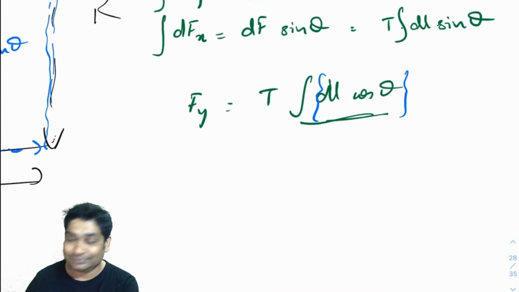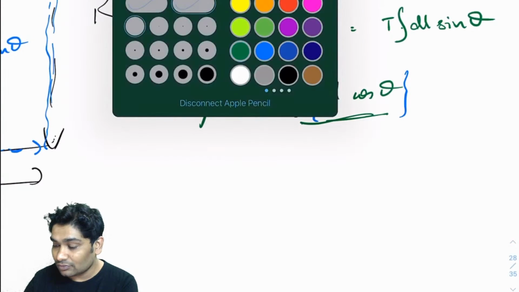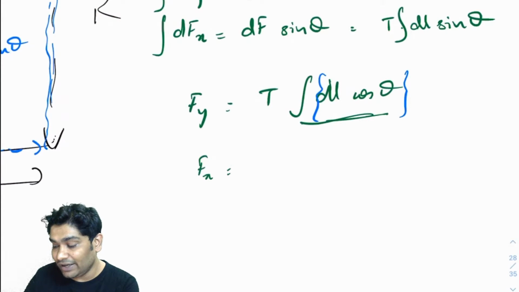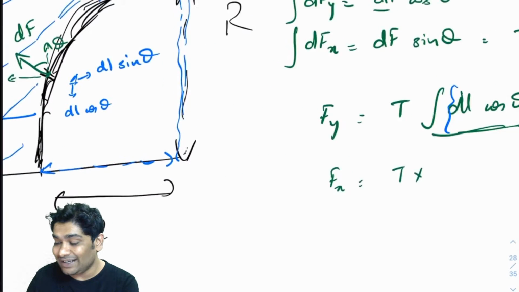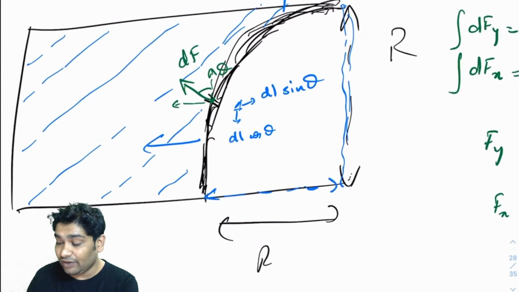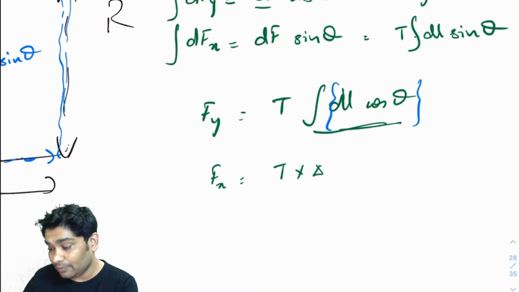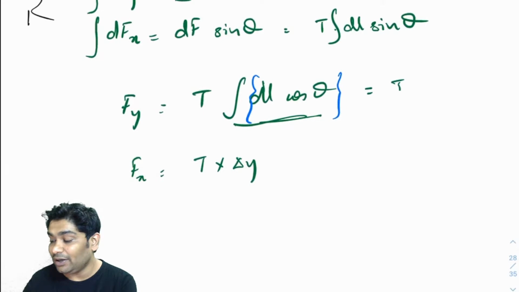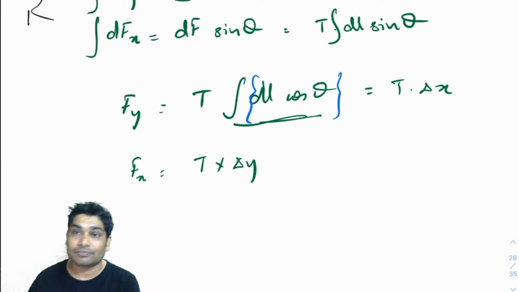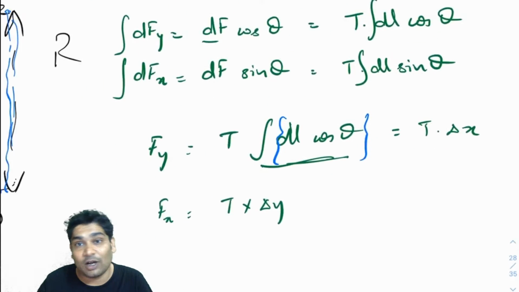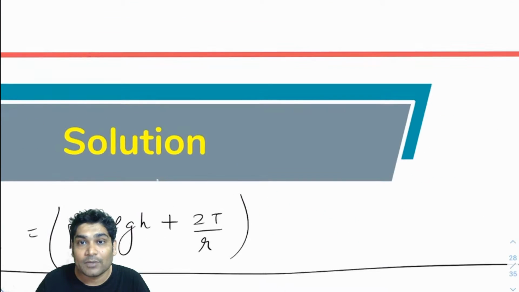Alright, so you can remember this next. So T into this L. So Fx would be T into delta y, in fact, and this would be T into delta x. Alright, these are the projected lengths along the x and the y axes. Okay, so that is it.